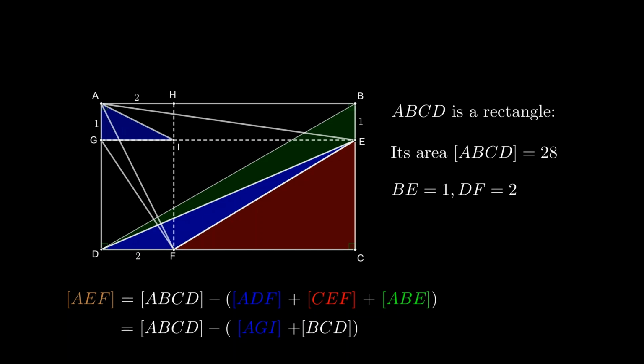Now look, after these operations, three triangles become 2. First, the smaller one, AGI, is one half of the 1 by 2 rectangle AGIH. And the other triangle is BCD. It is one half of the larger rectangle ABCD, which has an area 28. Therefore, the area of triangle AEF is 28 minus 1 plus 14, which is 13. That is the final answer.